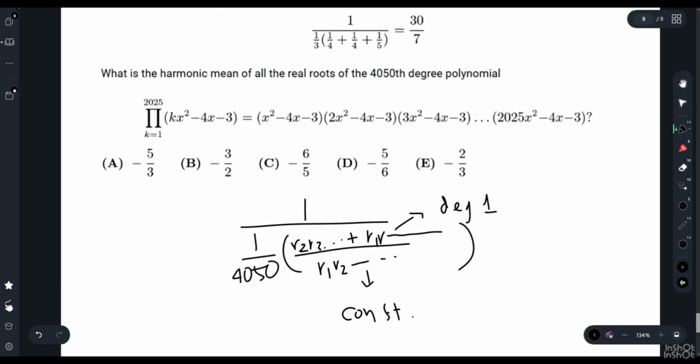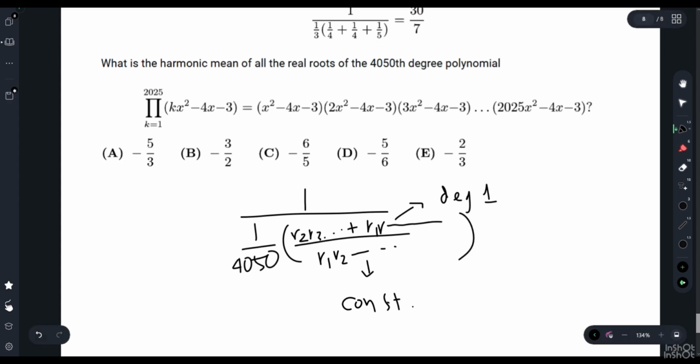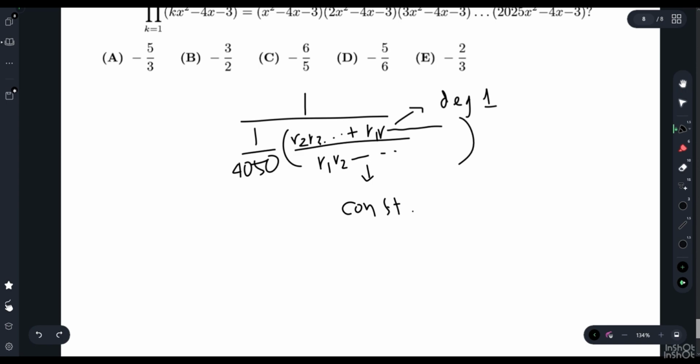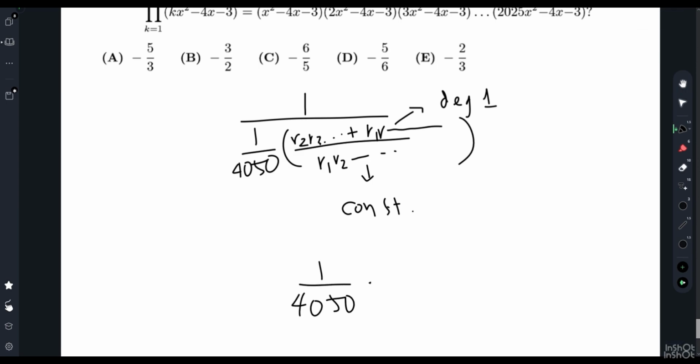And so now let's take a look at this equation. The constant term will be negative 3 to the 2025, because we can just multiply every single constant. And since it's a 4050th degree polynomial, we have to negate this. So this is 1 over 4050 times the constant term, which is 3 to 2025.